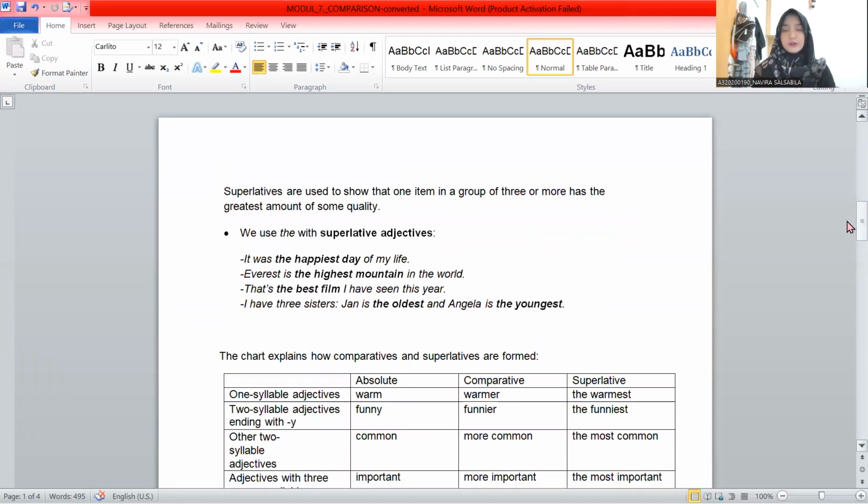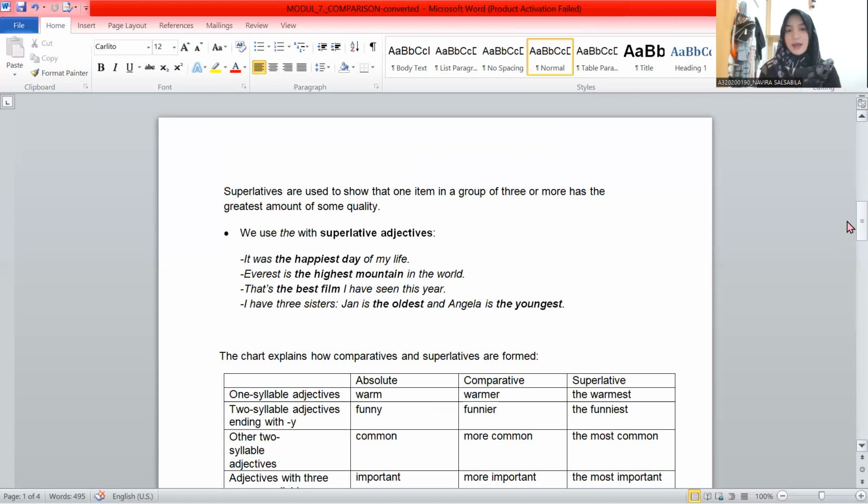Superlatives are used to show that one item in a group of three or more has the greatest amount of some quality. We use the with superlative adjectives. For example, it was the happiest day of my life. Second, Everest is the highest mountain in the world. Third, that's the best film I have seen this year.